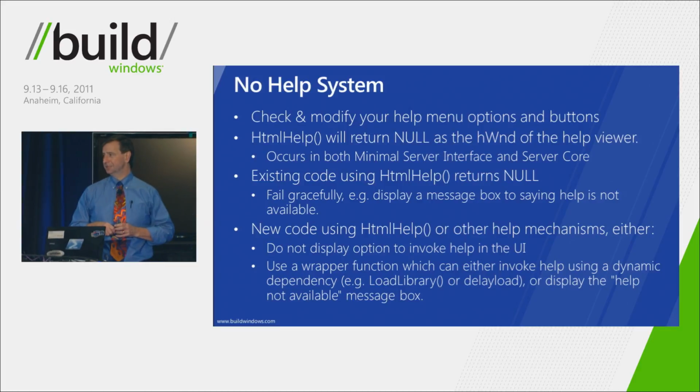What that means is, you want to check and modify your help options and buttons, and that's part of the demo. So you check which environment you're in, and then say, if help's not available, either gray it out, or make it go away, or if someone clicks it, replace the help with a dialog box saying that help is unavailable in this environment, and to get it, install full server.